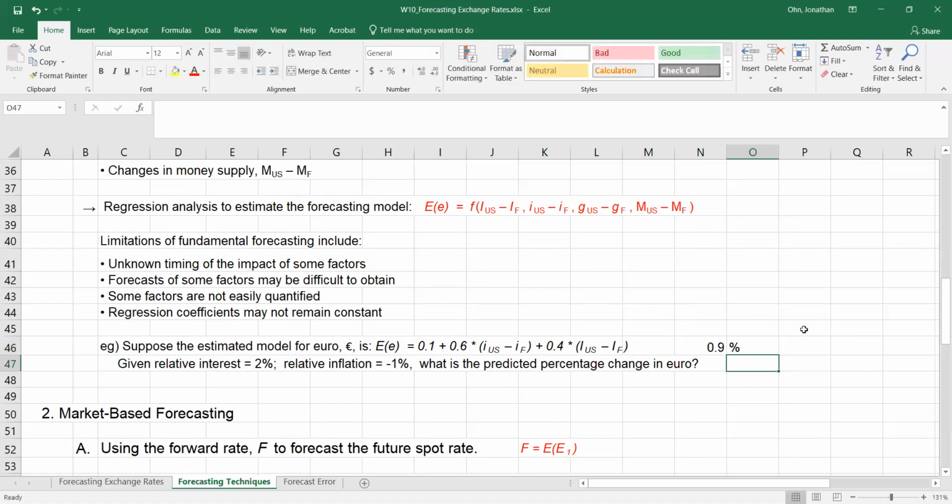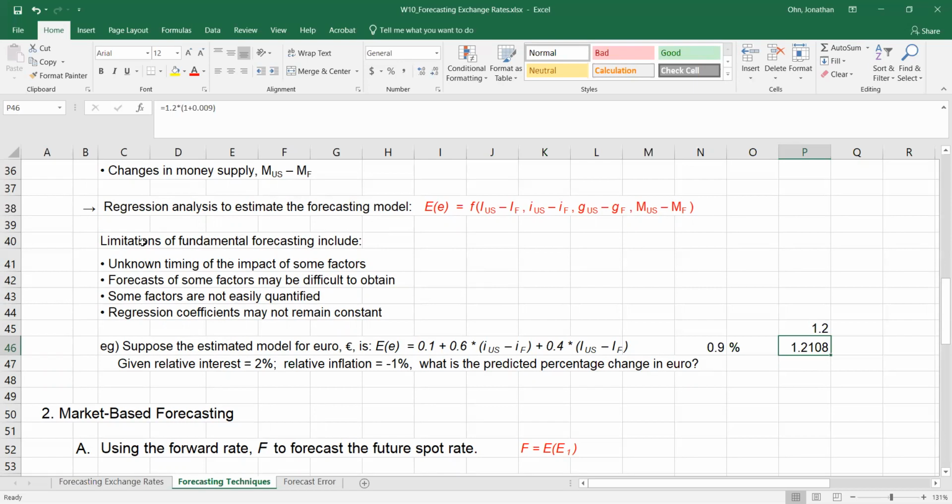So if the current euro is $1.20 per euro, what is your expected value of the exchange rate for next year? Simple. 1.2 is the current one, so 1.2 times 1 plus 0.009, 0.9%, is next year's exchange rate for the euro. So 1.2108 is your forecasted euro exchange rate for next year. Okay. All right.